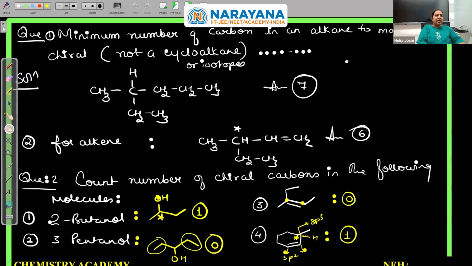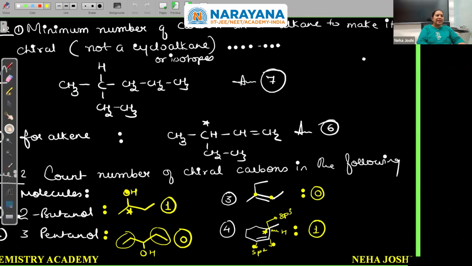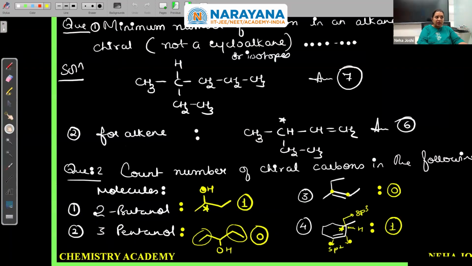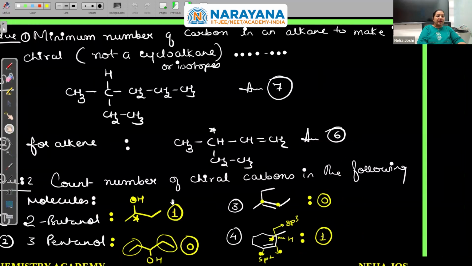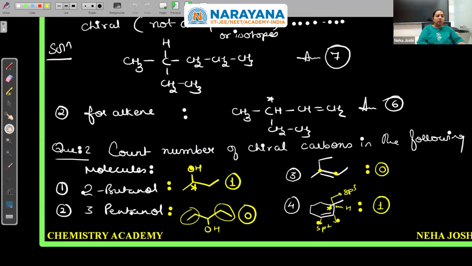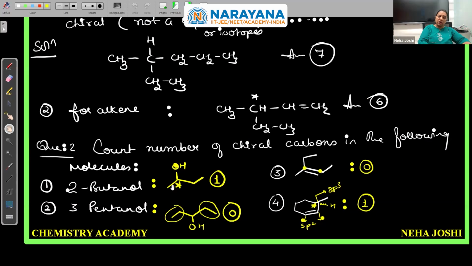Minimum number of carbons in an alkane to make it chiral. I have already mentioned: not a cycloalkane, and no isotope to be used. Then you can do this type 7 for alkene and so on. Count the number of chiral carbons in the following molecules. That also you can do.